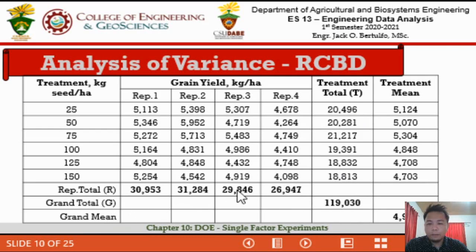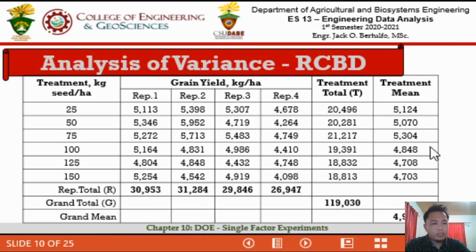Then for replication total, you just add these values here: the total for replication 1, the total for replication 2, replication 3, and replication 4. This replication is also considered a block. We want to test if there's a significant difference between block 1 and block 2, block 2 and block 3, block 3 and block 4, and so on. That's why we need to calculate the replication total.